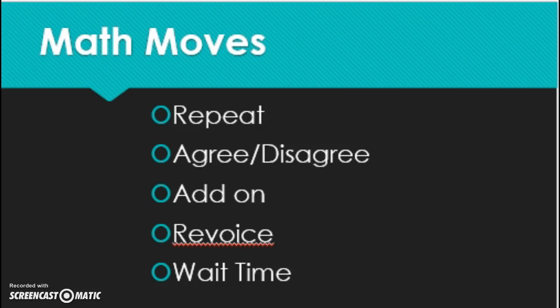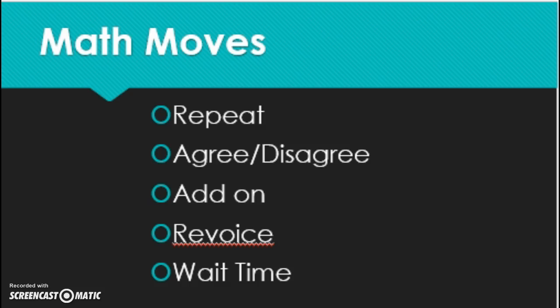The first one is repeat. An example of this would be me asking a student, could you repeat what your classmate just said? The next one is agree or disagree. I'll be using this to ask students, do you agree with me or another student, or do you disagree? And why is that? Another one I'll be using is add on. An example of this is, could you tell me more? Or can you explain that to me? This just gets them thinking more deeply about their answer and how they arrived at that answer.